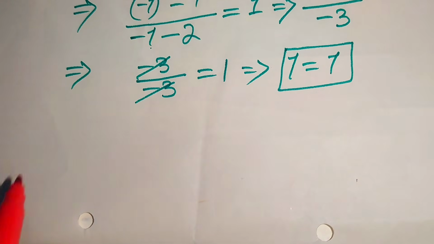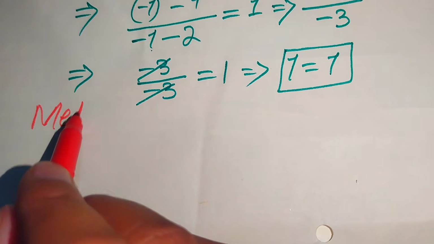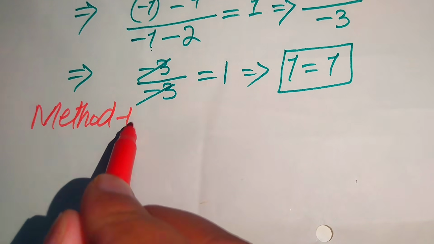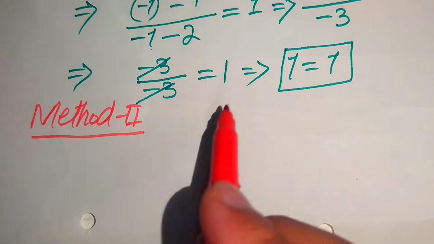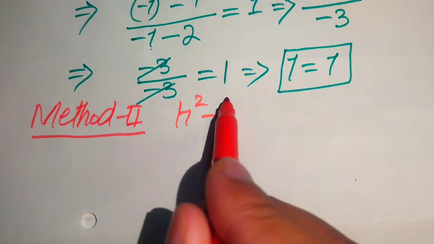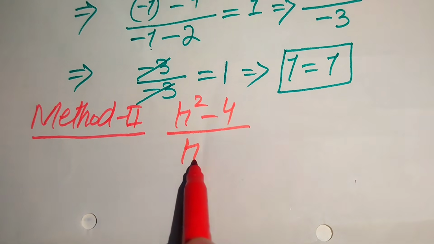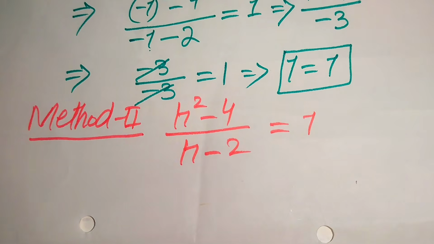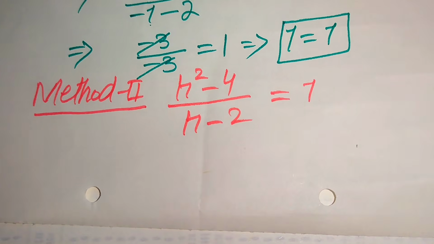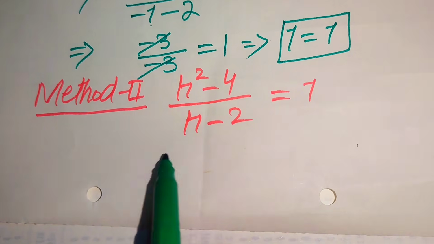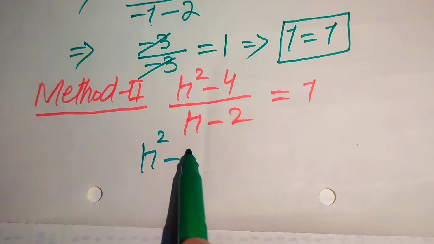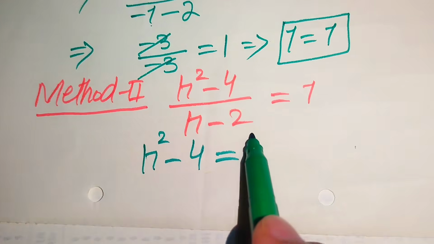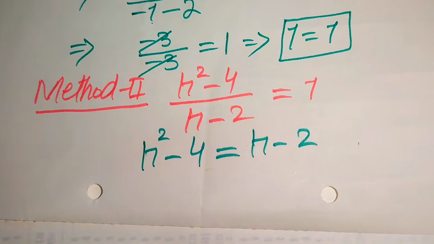Now we can solve this problem by the second method, and for the second method we need to copy down the given question statement. Our given question statement is (h² − 4) divided by (h − 2) equal to 1. So this is our second method, and in the second method we use another different technique to solve this problem. For this we move h − 2 to the right hand side, and it will be written as h² − 4 equal to h − 2.